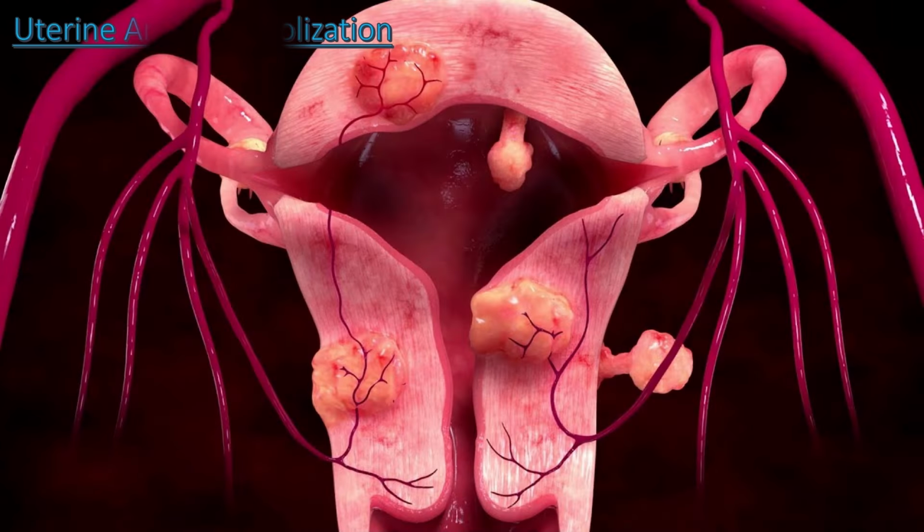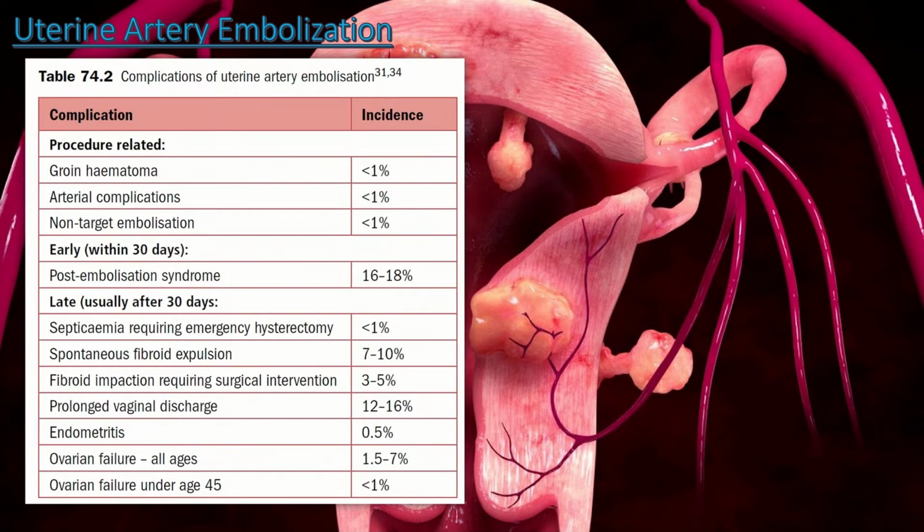What are the possible complications of uterine artery embolization? The procedure-related complications include groin hematoma, arterial complications, and non-target embolization. Early complications, which occur within 30 days, include post-embolization syndrome, and late complications, which usually occur after 30 days, include septicemia, spontaneous fibroid expulsion, fibroid impaction, prolonged vaginal discharge, endometritis, and ovarian failure.